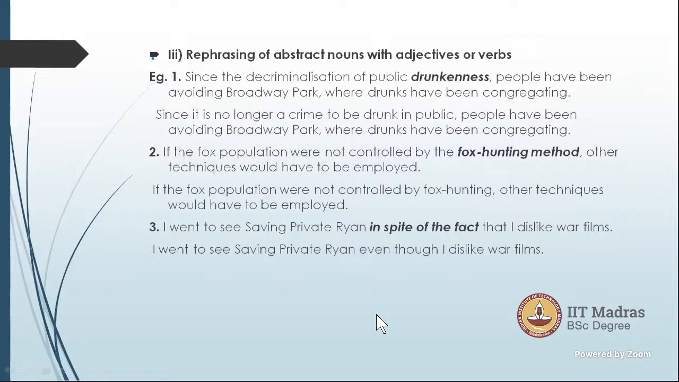So that is the second example. The first example was of the abstract noun, drunkenness, changed to an adjective or verb. In the second example, you have the fox hunting method. Fox hunting in itself carries the meaning of being a method, so you don't have to write method again, because it does not add anything to the sentence. It just makes it redundant. So you can push that out.